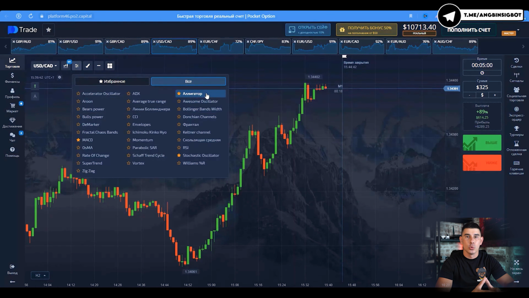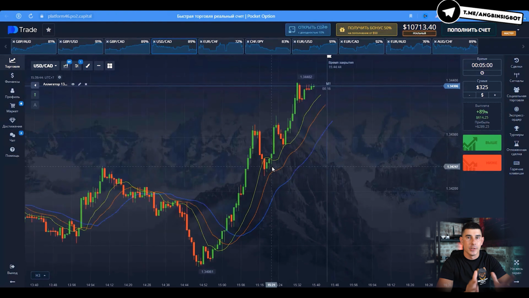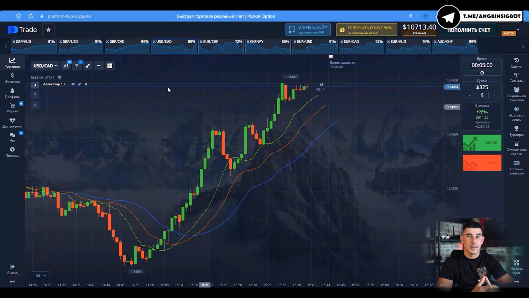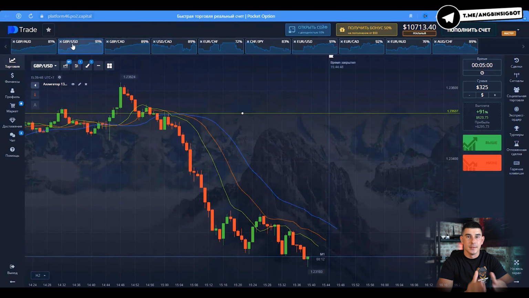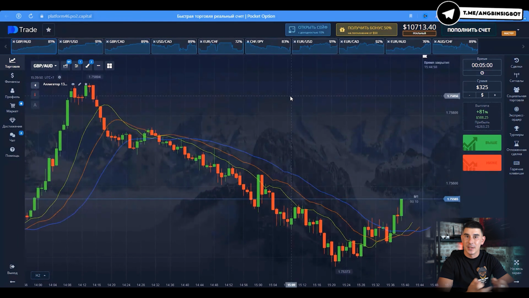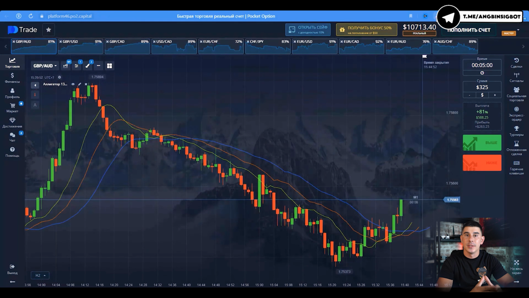So, this is the tool we need, let's connect it. And after that such lines are overlaid on the candles. Everything seems much more complicated, but in fact, you will see everything now. I will explain how to make trades using this strategy.